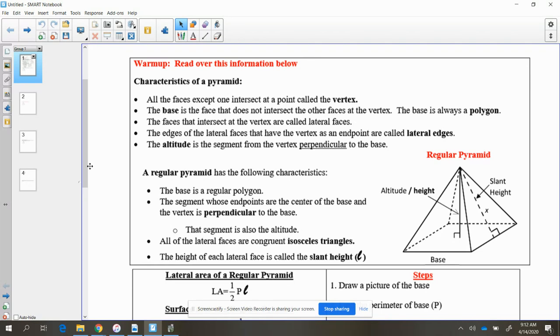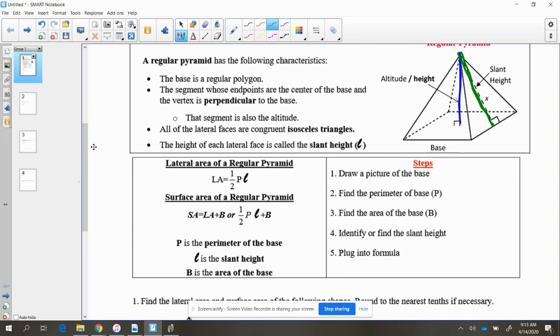Now, one of the biggest things we need to talk about here is the difference between the height of the pyramid and the slant height of the pyramid. Notice the height is coming in here from the vertex to the base, while the slant height is moving down one of the lateral faces of our pyramid here in green. That's important today because as we start talking about the surface area of our pyramids, we need to use the slant height in these problems.